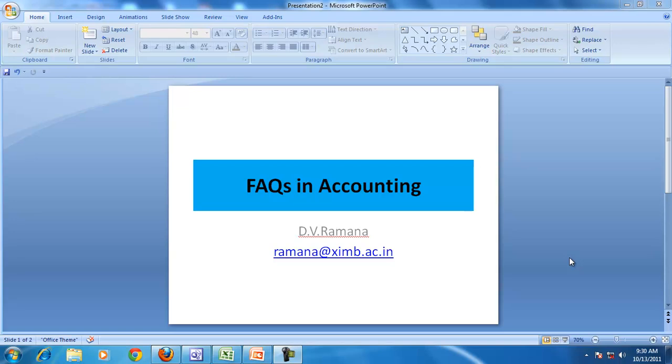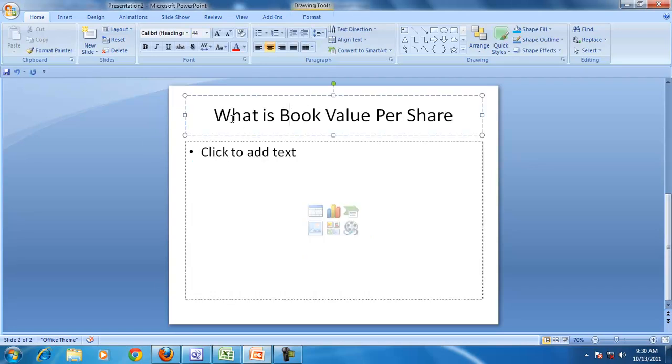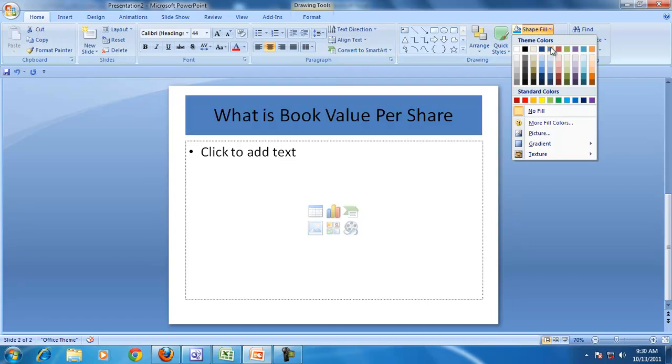And welcome to the frequently asked questions in accounting. We'll pick up a few questions, and today's question is, what is the book value per share? What is the book value per share?